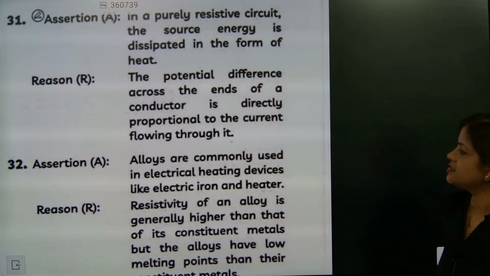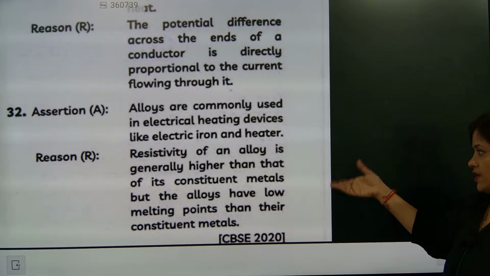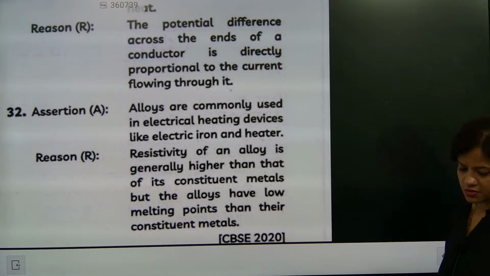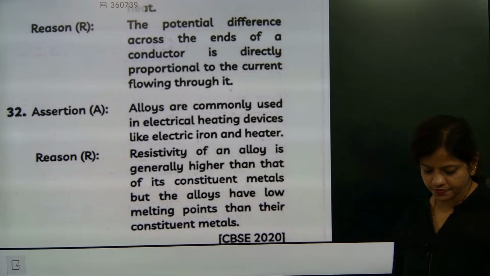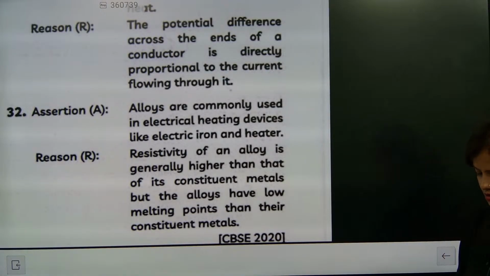The second one, 32: alloys are commonly used in electric heating devices like electric iron and heater. The resistivity of an alloy is generally higher than that of its constituent metals. What is this answer, beta? The answer to 32 is A only.